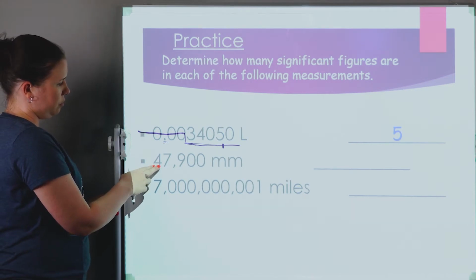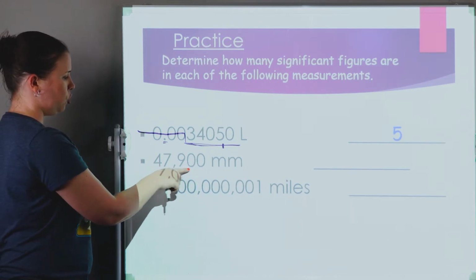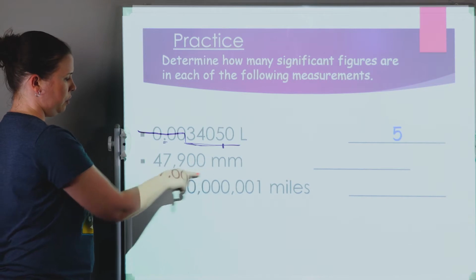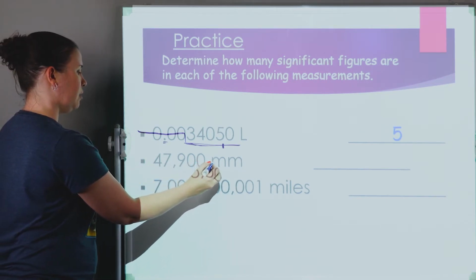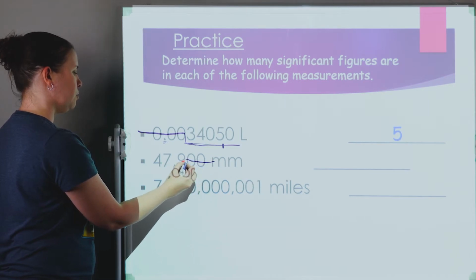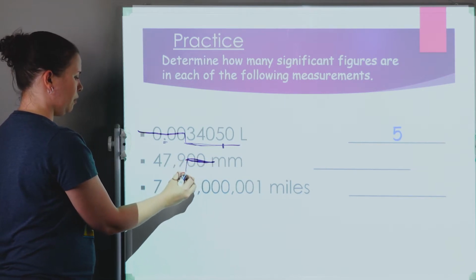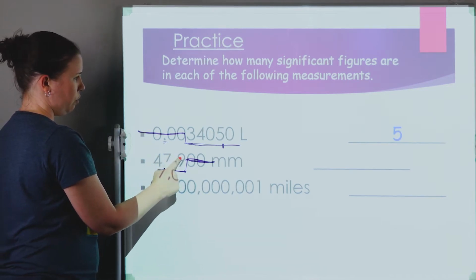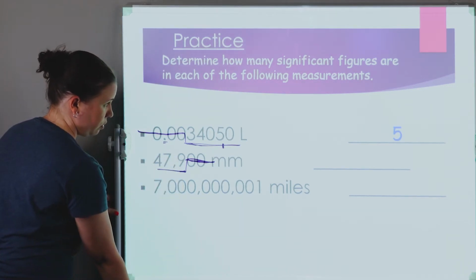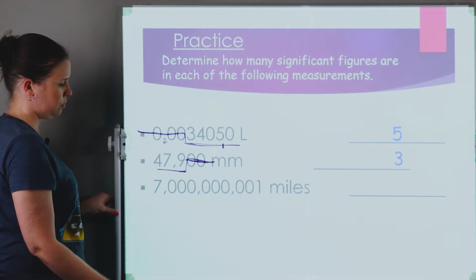Now let's look at the second one here. I have no decimal. Commas don't count. No decimal physically written, which means I'm going to come from the Atlantic over here, meaning the first non-zero number I reach is the 9. So that's going to include 1, 2, 3 digits, or 3 significant figures.